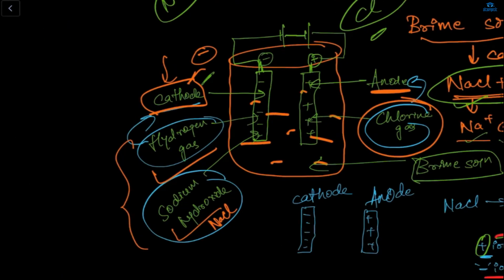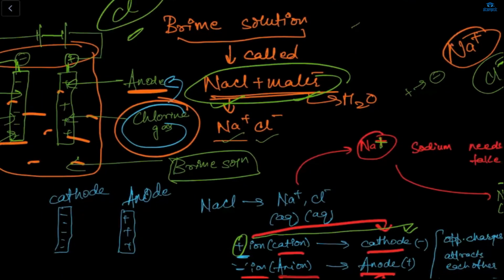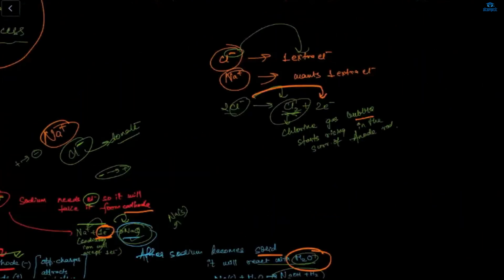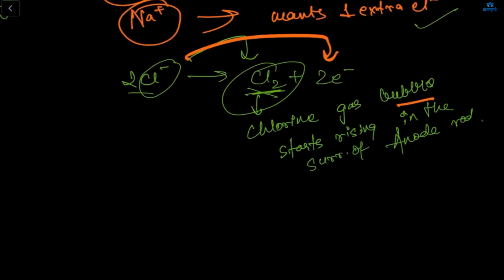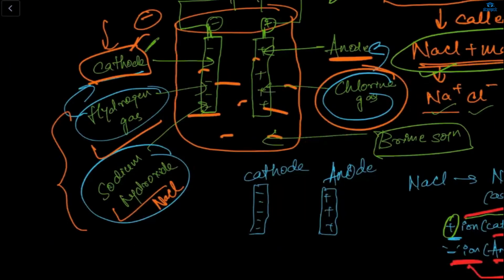Now, why chlorine at the anode? The anode is positive, and this one is Cl minus. If it is minus, it has one extra electron and wants to donate that electron. So Cl minus donates it: 2Cl minus gives Cl2 plus 2 electrons. Cl2 is nothing but chlorine gas. Chlorine gas will start rising at the anode. That's why at the anode there is chlorine gas, and at the cathode the hydrogen and sodium hydroxide.